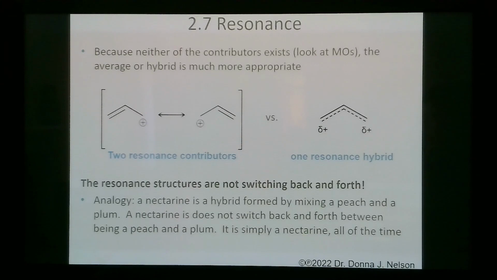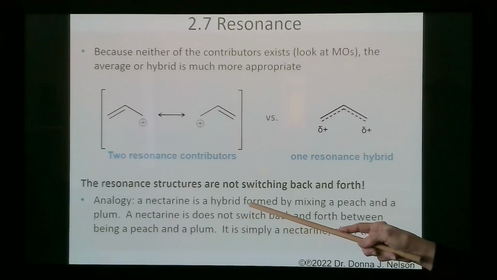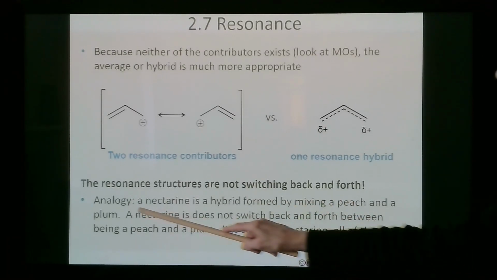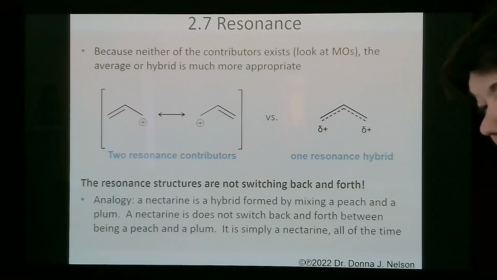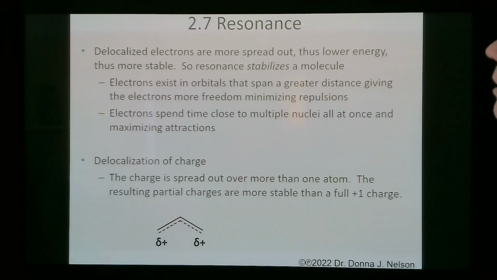This is an analogy that's given in your textbook. A nectarine is a hybrid formed by mixing a peach and a plum. You can't separate the peach and the plum. They are combined. It takes both parts to be a nectarine, and the nectarine isn't vibrating back and forth, being a peach part of the time and a plum part of the time. So that's a good analogy that your textbook has used.